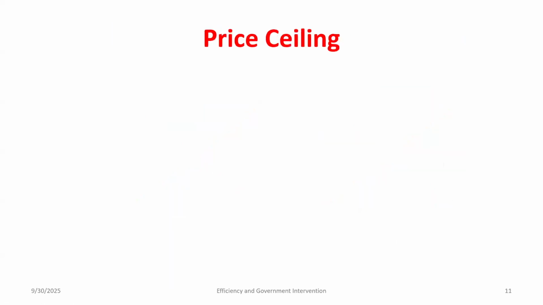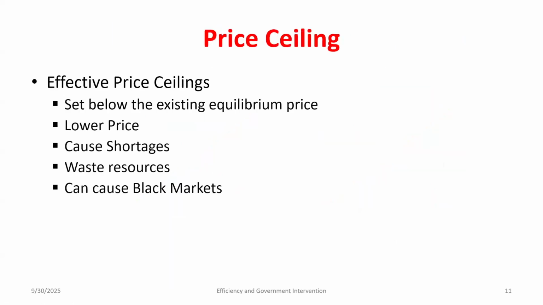Okay. So effective price ceilings, what we said, have to be set below the equilibrium price in order to be effective, right? We said it's going to lower the price we see in the market, but it causes a shortage in the number of units. I said it wastes resources here. Essentially, that's deadweight loss, right? We're decreasing total economic surplus.